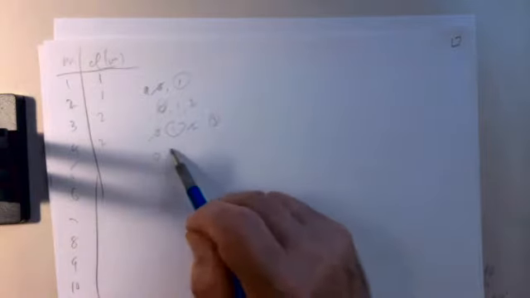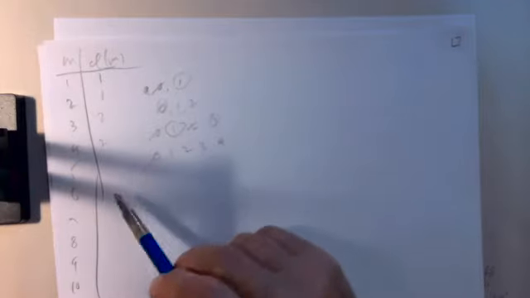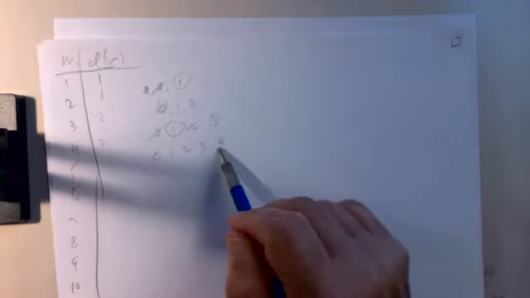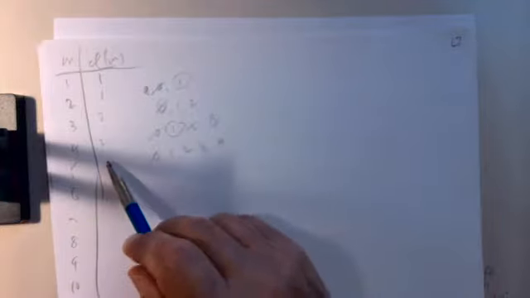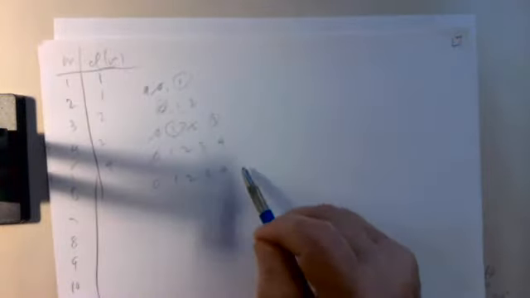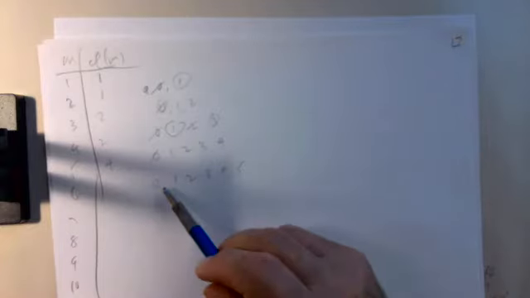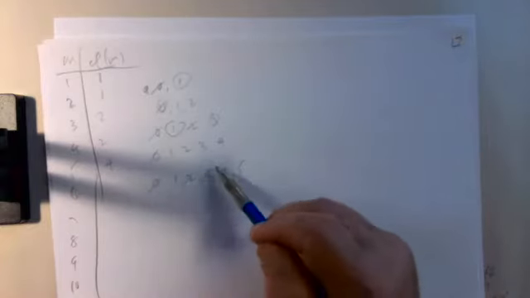Phi of 5: 5 divides 0, but 1, 2, 3, and 4 are relatively prime to 5. So phi of 5 is 4. What about 6? You look at the numbers from 0 to 5, which have a factor in common with 6. 0 does, 2 does, 3 does, 4 does. We're just left with 1 and 5, so phi of 6 is 2.